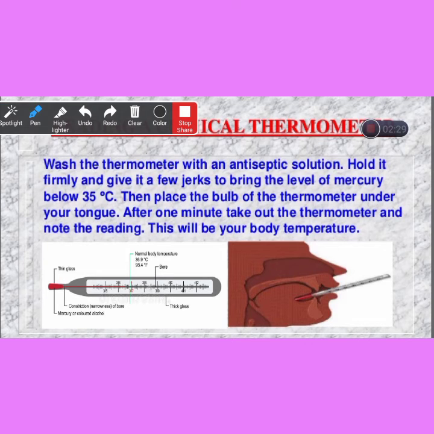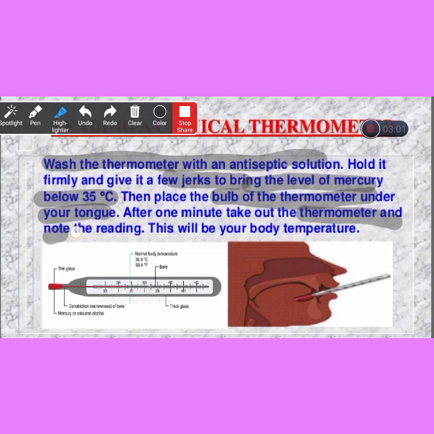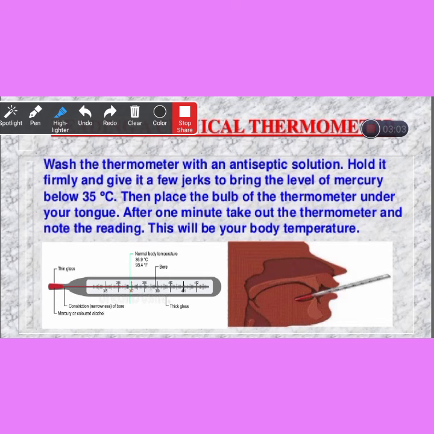Reading a clinical thermometer. Wash the thermometer with an antiseptic solution. We should always wash the clinical thermometer before use and after use. Give it a few jerks, because the kink is present, so the mercury would not return to its original position. We have to give it a few jerks to bring the level of mercury below 35 degrees. Then keep the bulb under your tongue. After some time, take the thermometer and note the reading. This will be the body temperature.